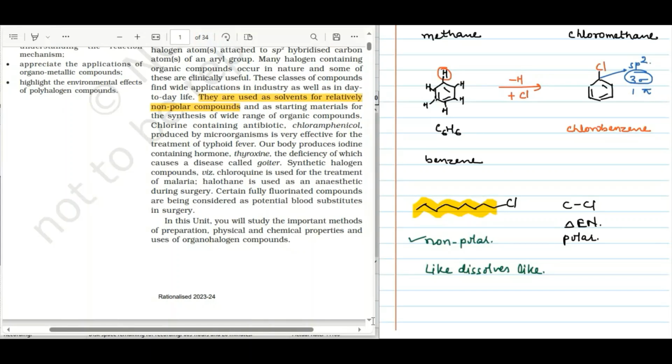Chlorine-containing antibiotic chloramphenicol, produced by microorganisms, is very effective for the treatment of typhoid fever. Our body produces iodine-containing hormone thyroxine, the deficiency of which causes a disease called goiter. Synthetic halogen compounds, for example chloroquine, is used for the treatment of malaria. Halothane is used as an anesthetic during surgery. Certain fully fluorinated compounds are being considered as a potential blood substitute in surgery. In this unit, you will study the important methods of preparation, physical and chemical properties, and uses of organohalogen compounds.